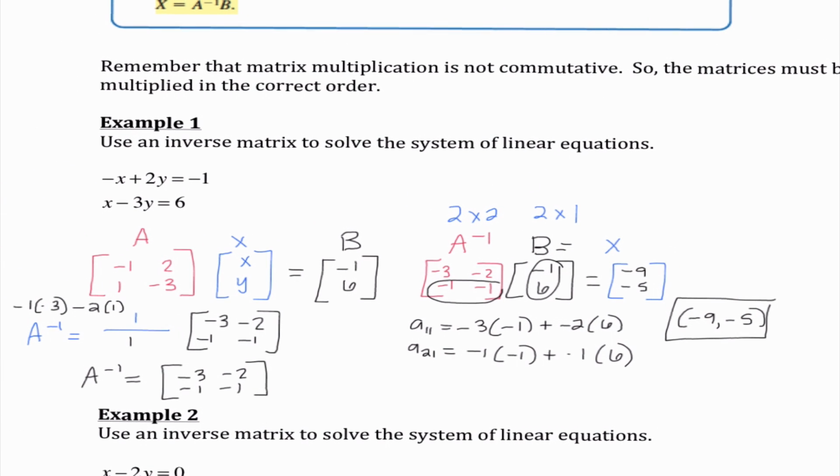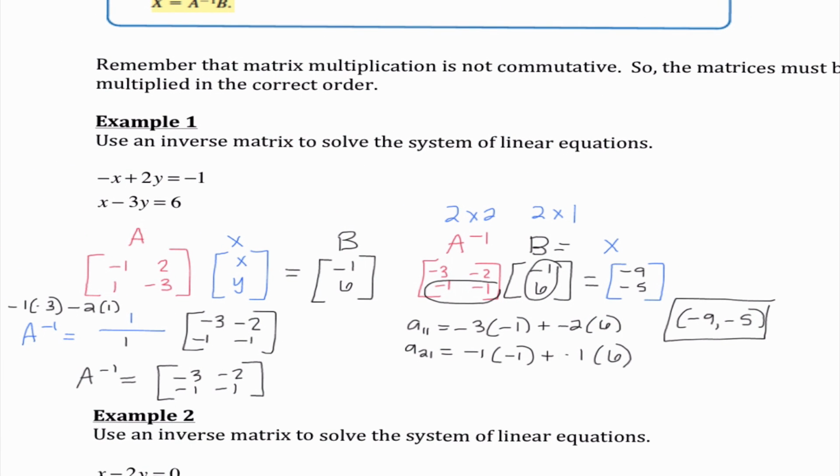Now if we substitute that back in, the opposite of -9 is 9. 9 plus -10 is -1. -9 plus 15 is 6. So it does work in both of those equations.